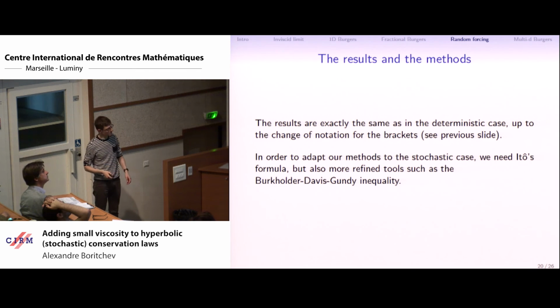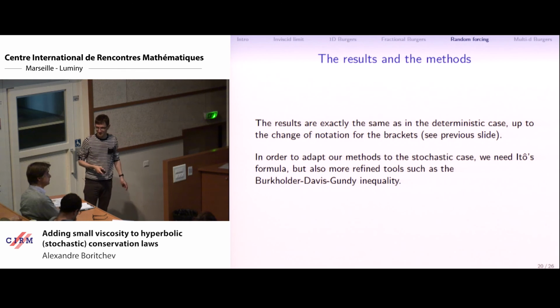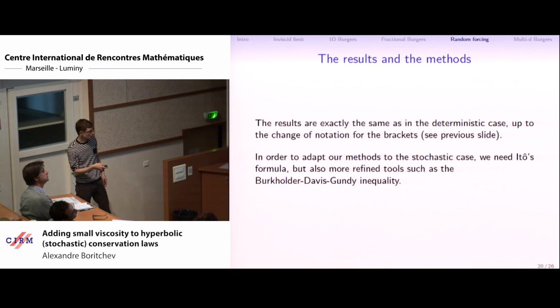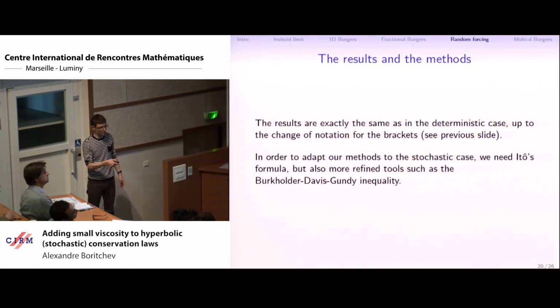I will not rewrite the results, because now they're really exactly the same as in the deterministic case. Well, except again, I said the meaning of the brackets change. So obviously we need Ito's formula, because this is how you adapt the energy method when you have an additive force. But you also need some more refined stochastic tools, like the Burkholder-Davis-Gundy inequality, to make things work.